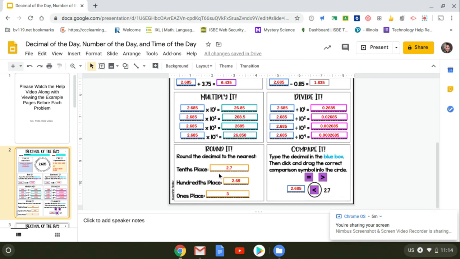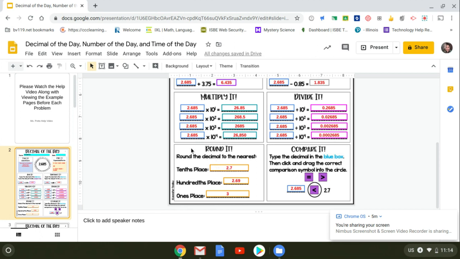Then you're going to round it. So your decimal was 2 and 685 thousandths. I wanted to round it to the tenths place. I can come up here and look at these right here because they're right here. My tenths spot was where my 6 was. So I need to look at that 8. Is that 8 going to make my 6 go up or is it going to make it stay the same? In this case, it makes it go up.